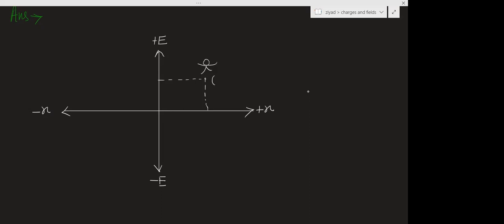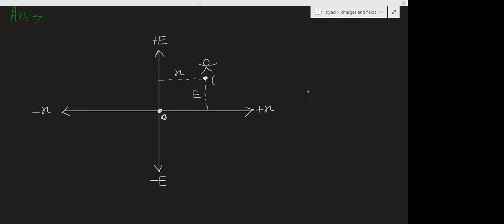Now if you are here, you will always measure the distance from the origin. You will measure the position from the origin. How will you get here? For this point, draw lines perpendicular to the x-axis and perpendicular to the y-axis. This distance you will get as the electric field, and this distance you will get as x.